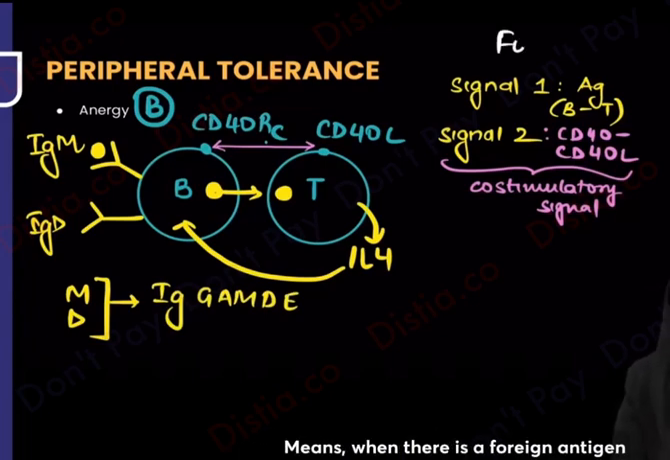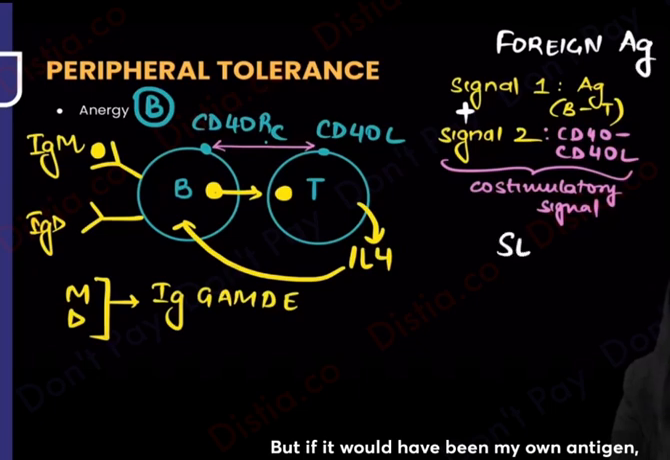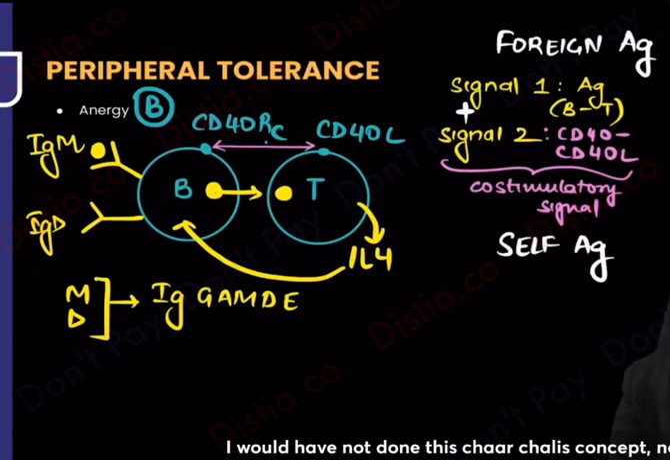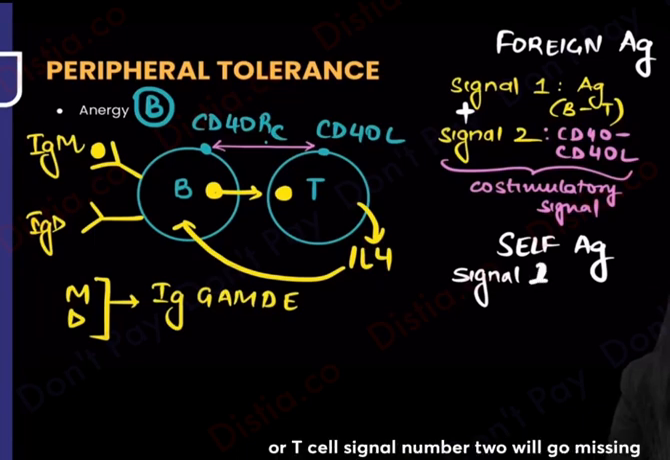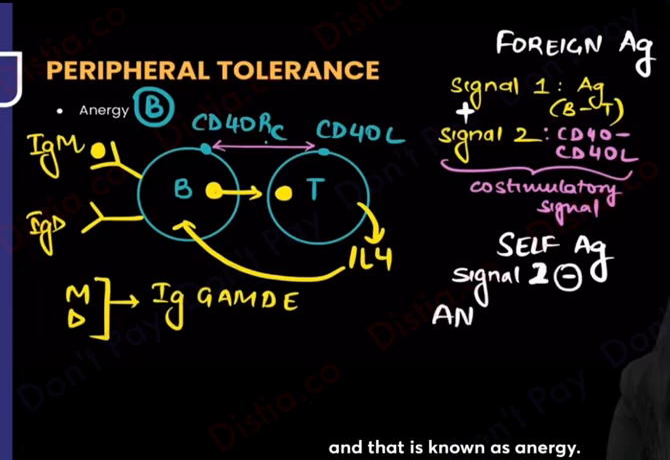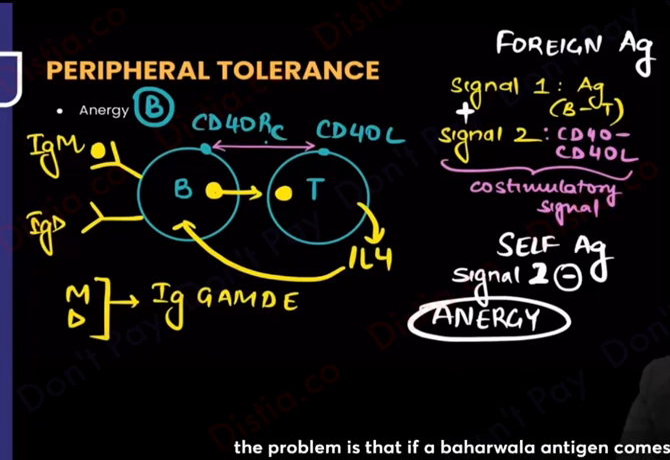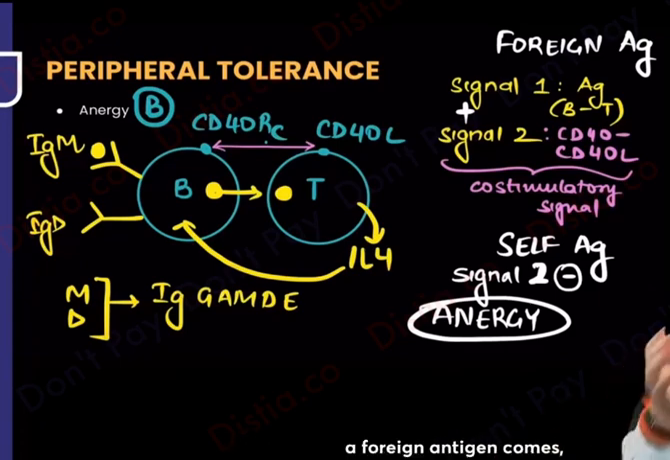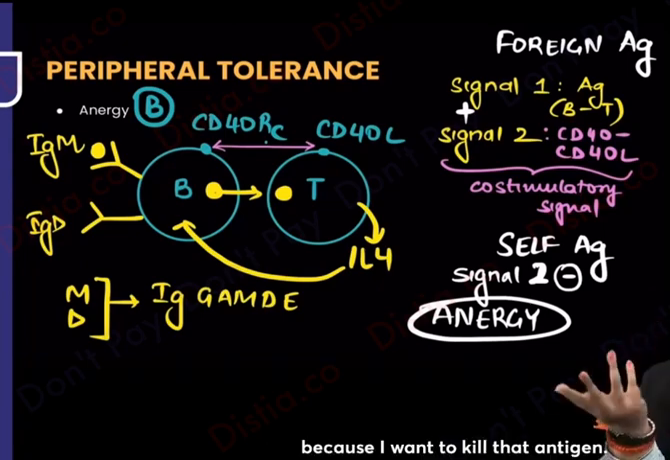Means when there is a foreign antigen, I have both signal number 1 and signal number 2. But if it would have been my own antigen, which signal would have been missing? I would not have done this chalice concept. No, I would have skipped signal 2. So remember, whether it be a B cell or T cell, signal number 2 will go missing, and that is known as anergy. So let's do a repeat. What do we mean by anergy in a B cell or a T cell? If a foreign antigen comes, I will have both the signals, 1 also, 2 also, and my cells will start working because I want to kill that antigen.